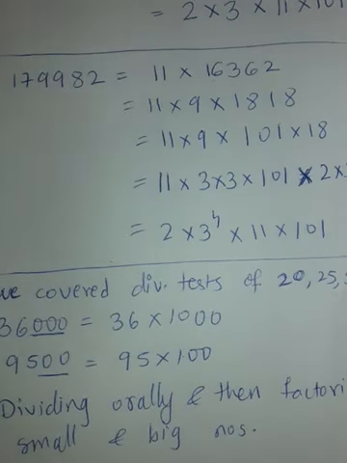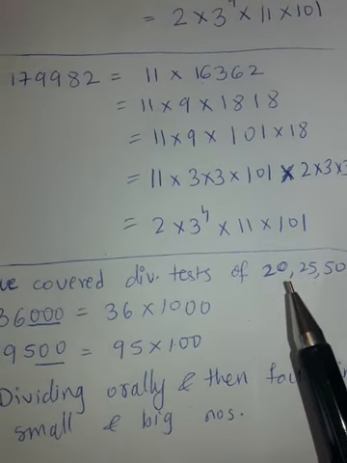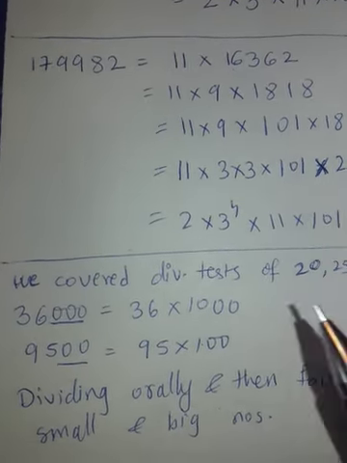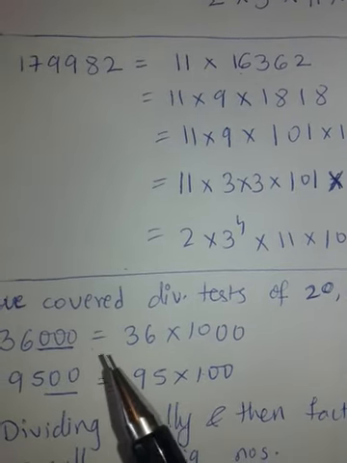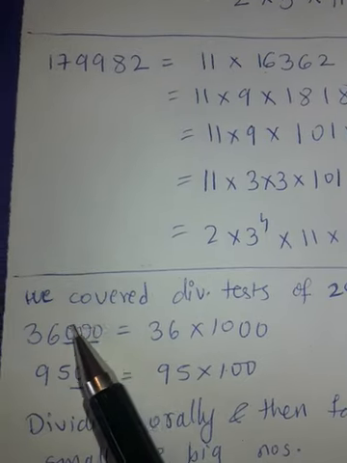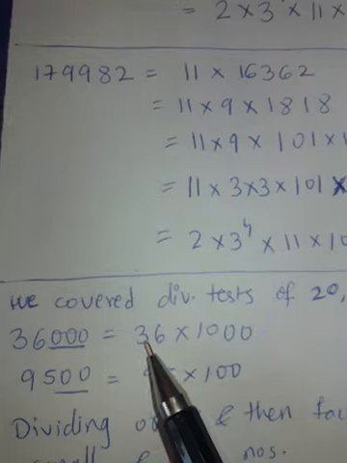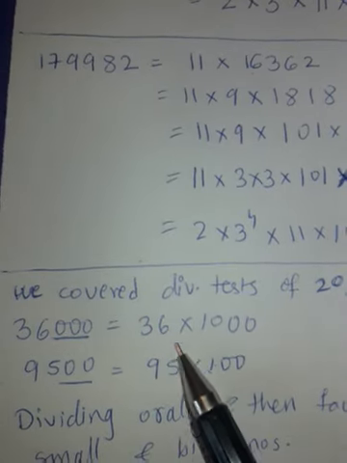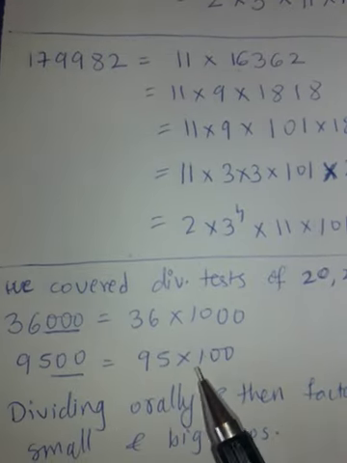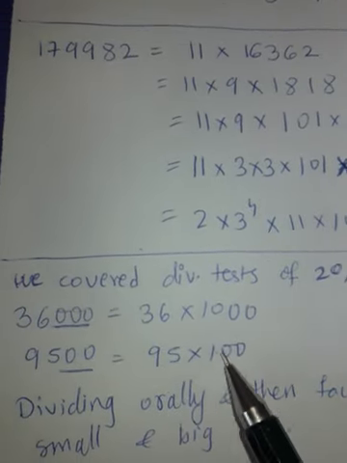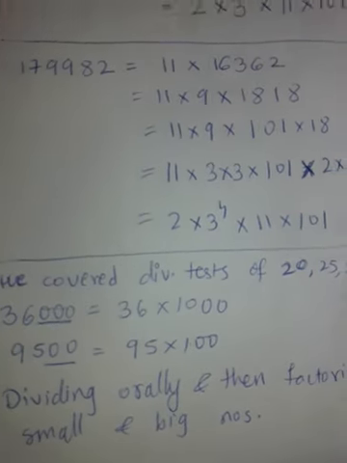So what did we learn today? We covered divisibility test of 20, 25, 50. Now if you get big numbers like 36,000, 9,500, what you will do? See, last 3 digits are 3 zeros, that means it is divisible by 1000. So you can directly start 36 into 1000 and then you can further factorize it. 9,500 is 95 into 100 and then you can further factorize it. It's very easy when you get zeros at the end.